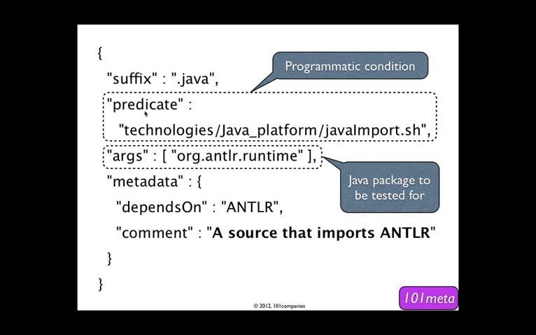So rather what we do here is we invoke a program, technologies, Java platform, Java import. So this is basically an import checker that operates on a given file, and it uses proper fact extraction and all that to really establish that the file at hand does really import this package here. Okay, and if so, we assign the metadata to this file saying that this file depends on ANTLR, and the comment is this source imports ANTLR.